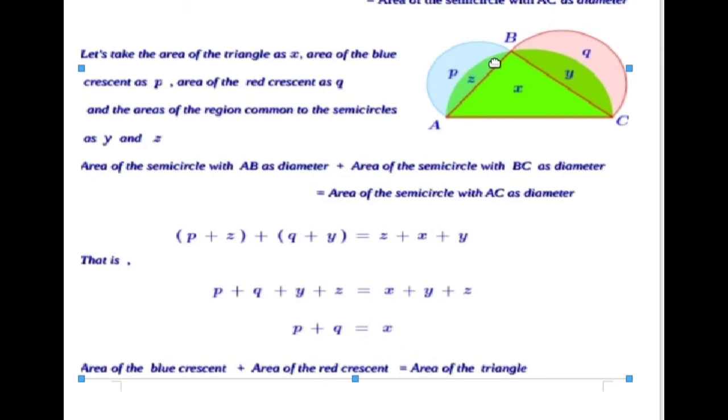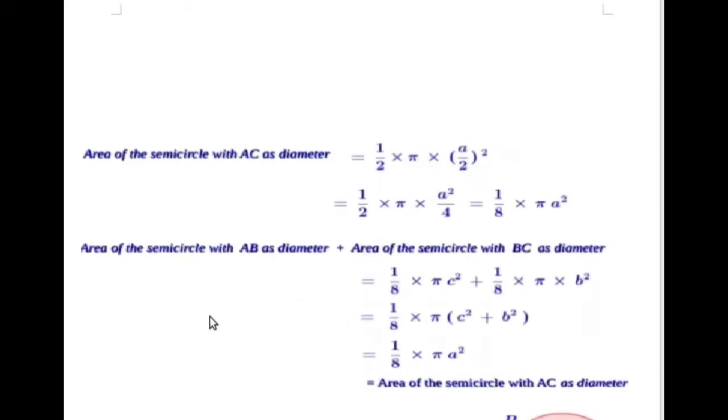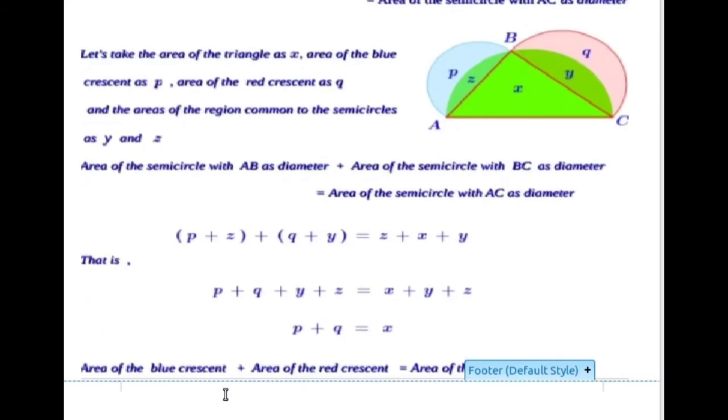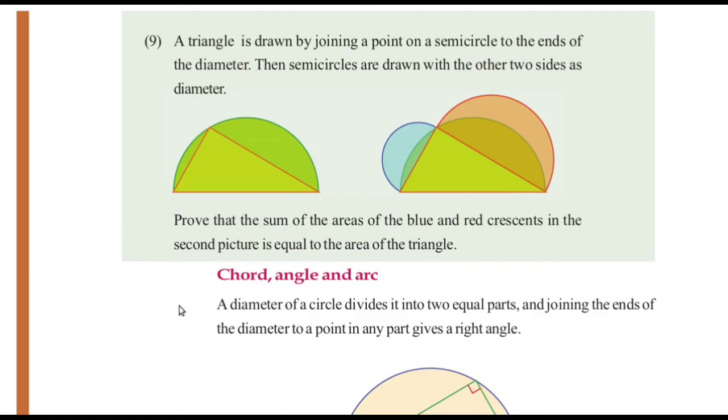What is P? Area of the blue crescent. What is Q? Area of the red crescent. And what is X? X is the area of the triangle. Okay, so we have the proof. The area of the blue crescent and the area of the red crescent is equal to the area of the triangle. So that is the end of the first exercise. Okay, we proved the 9th answer also.